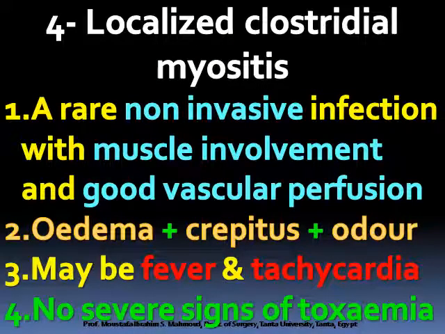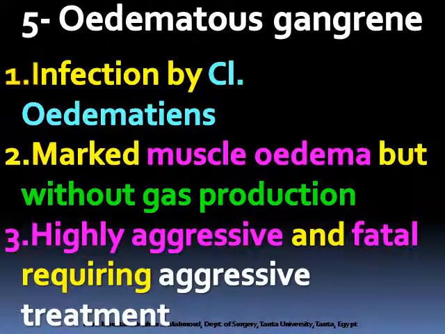Localized clostridial myositis is a rare non-invasive infection with muscle involvement and good vascular perfusion. Edema plus crepitus plus odor, may be fever and tachycardia. No severe signs of toxemia. Edematous gangrene: infection by Clostridium edematiens, marked muscle edema but without gas production. Highly aggressive and fatal, requiring aggressive treatment.